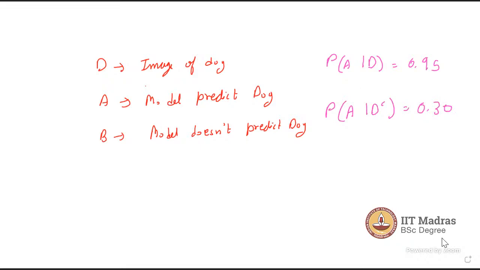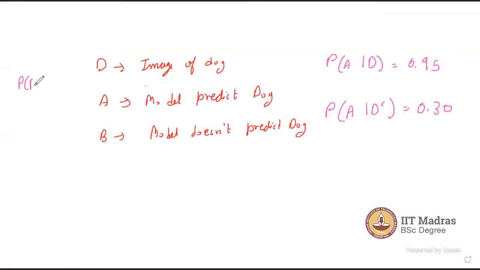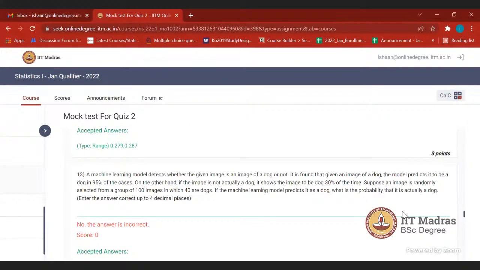Perfect. Suppose an image is randomly selected from a group of 100 images in which 40 are dogs. So out of these, the chance that the image is of dog is 40 by 100, right? Because there are 40 images of dog. And not being dog, it's 60 by 100. Straightforward, this information is given to you. If the machine learning model predicts it as a dog, what is the probability that it is actually a dog?